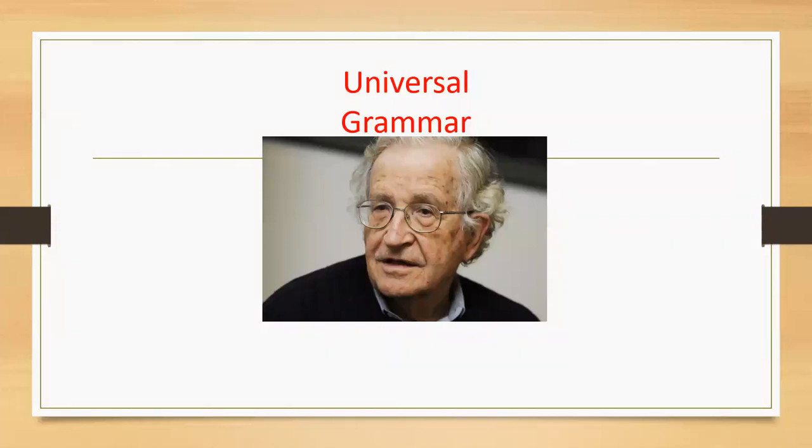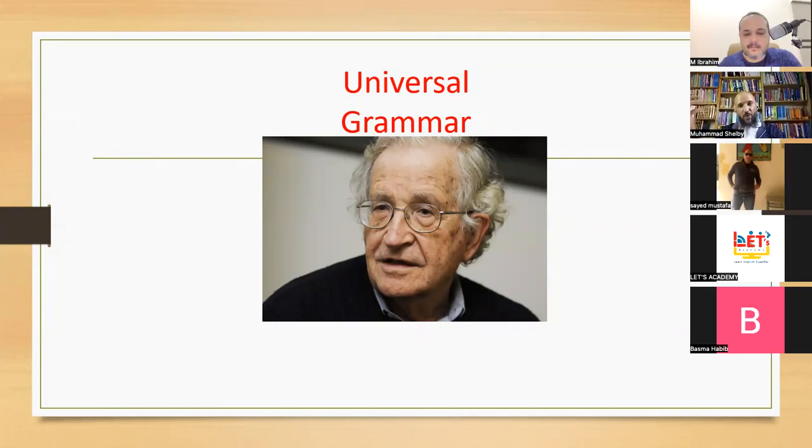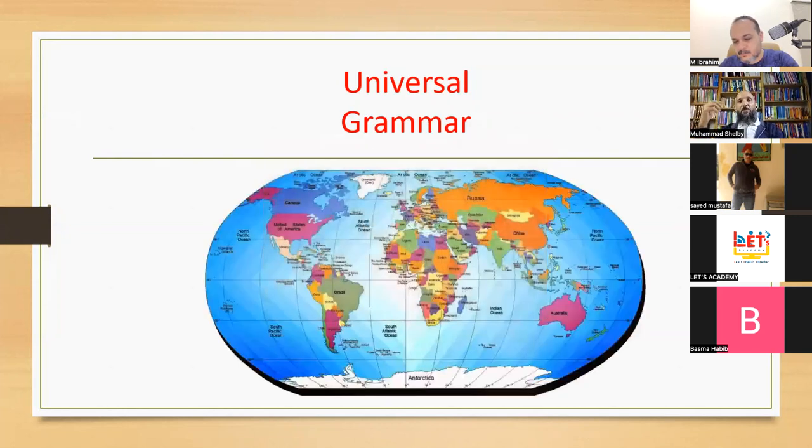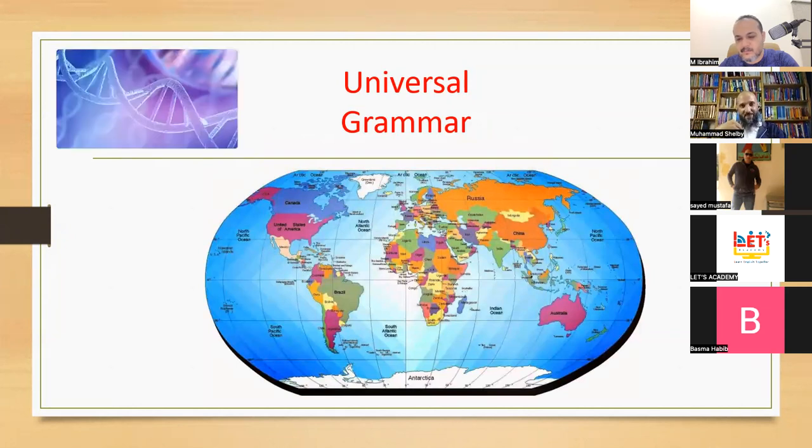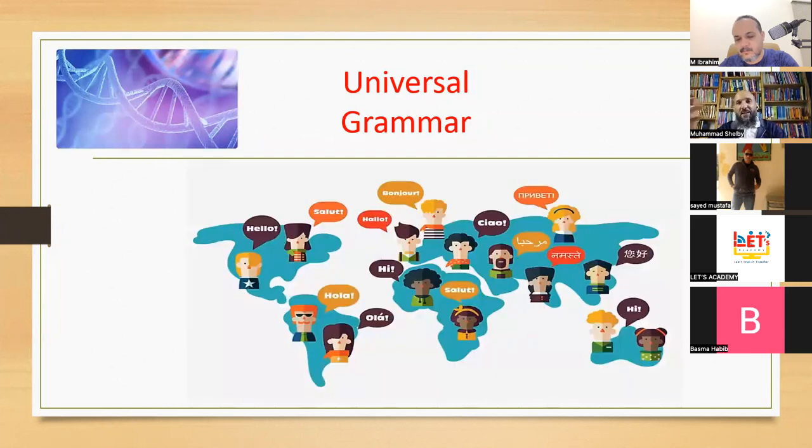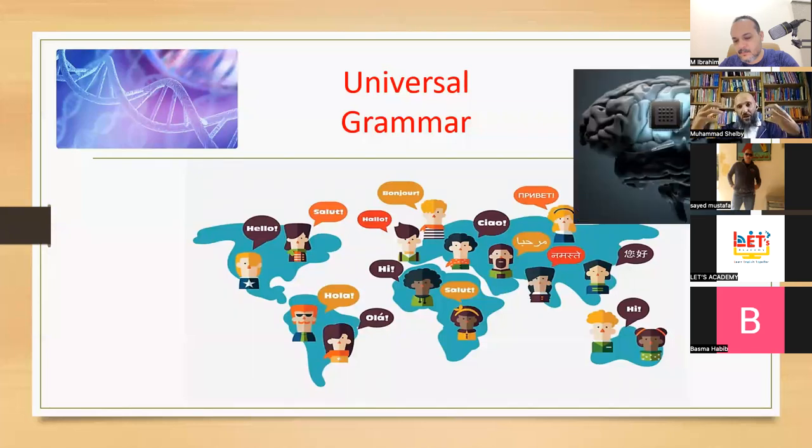The name of the theory itself explains what universal grammar means. It means grammar everywhere in the world is similar. Universal grammar. And why is it similar? Because language is in our genes. And the whole world actually speaks different variations of the same basic structure. And that basic structure of the language actually comes built in our brain. So we're born with it.